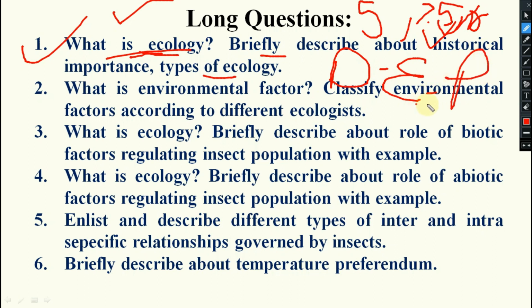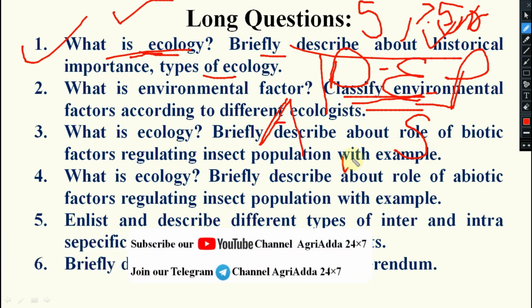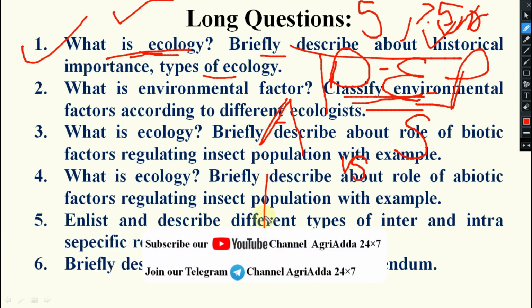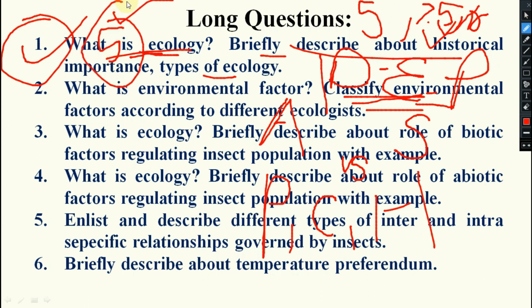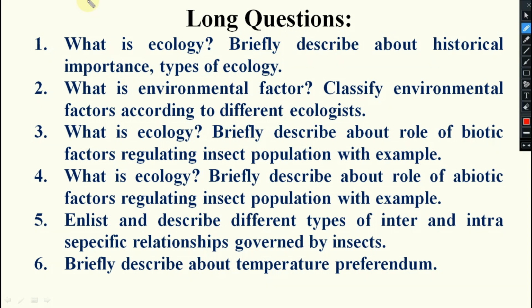Who is Haeckel, the father of ecology, then who coined the term ecosystem, what is ecosystem, those things will come. Historical importance. Now coming to types of ecology, you have to describe what is autecology, what is synecology, what is the difference, what is population, what is community, what is habitat, those things will be in this particular long question. It may be maximum 5 marks only, not that important also.